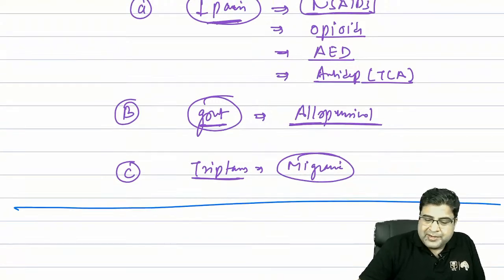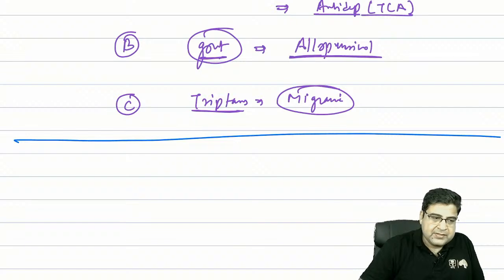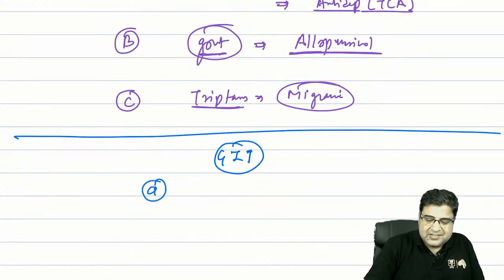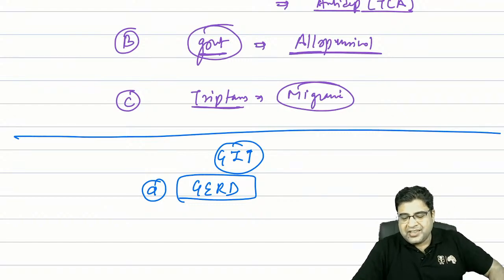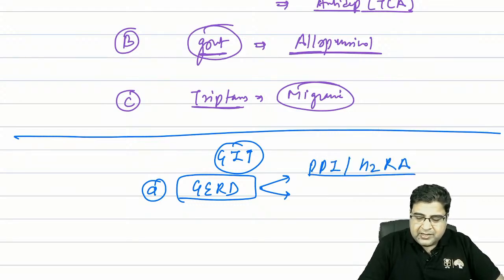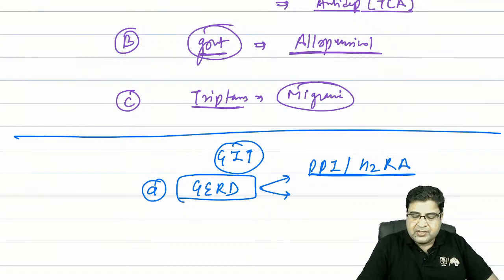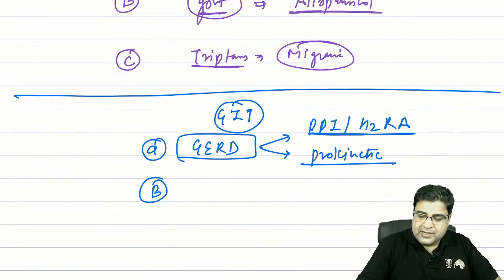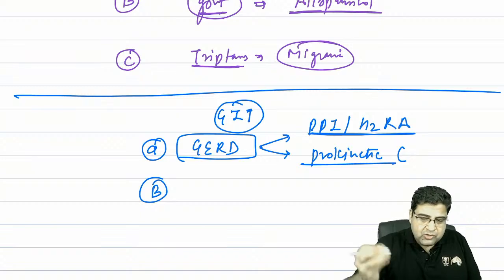Now, after this autocoids, which topic is left, guys? GIT. So, if we talk about GIT, which topic is most important in GIT? Answer is GERD. So, you people deal with GERD, right? So, GERD drugs are important. Here the medicines are like proton pump inhibitors, H2 receptor antagonist, histamine 2 receptor antagonist. We have some prokinetic medicines. Prokinetics are important. Prokinetics like the medicines, this you have to find out by yourself.